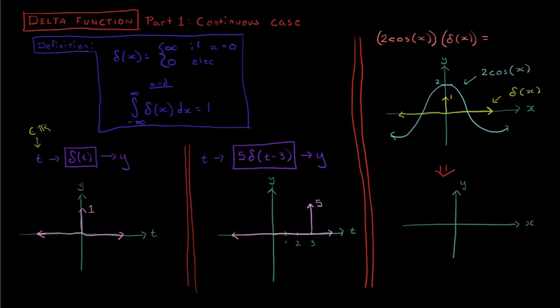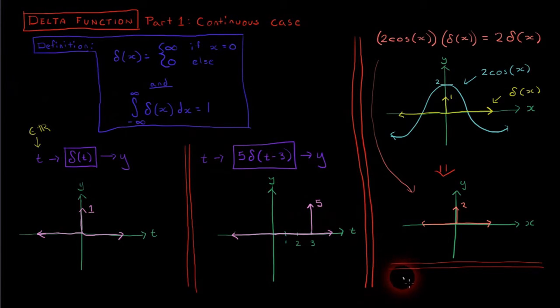We conclude that the delta function, multiplied by any other function, results in a scaled delta function. Said another way, if you multiply a delta function by another function, you are taking a sample of that second function, wherever the delta function is non-zero.